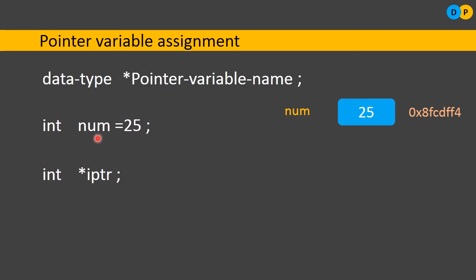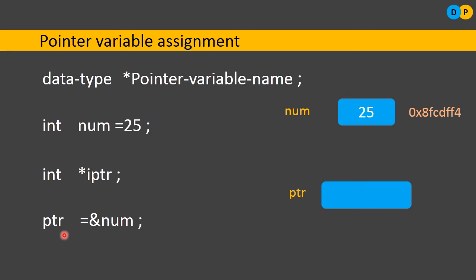After declaring a normal variable, I have declared a pointer variable, and a pointer variable of what type? Integer type. That is, the pointer variable has the ability to hold the address of a variable of type integer. Followed by this declaration, the compiler will also allocate an address for the pointer variable. This is very important.